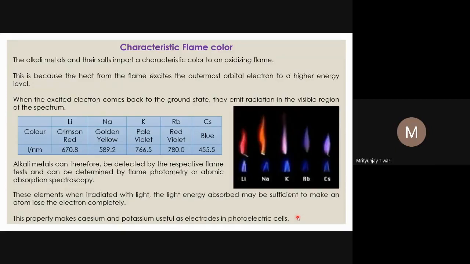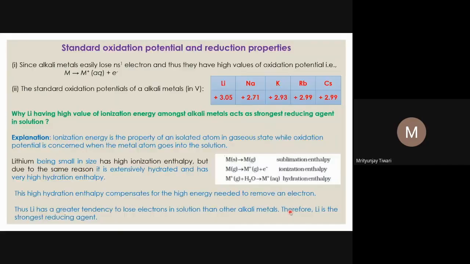And one of the initial solar cells that we talk about were the photovoltaic cells or photoelectric cells. So, standard oxidation potential and reduction potential of alkali metals, if you look at it, since alkali metals easily lose one ns1 electron, thus they can have high values of oxidation potential.